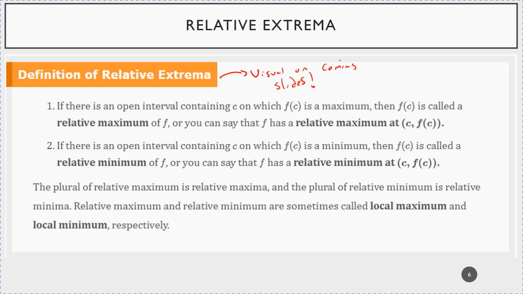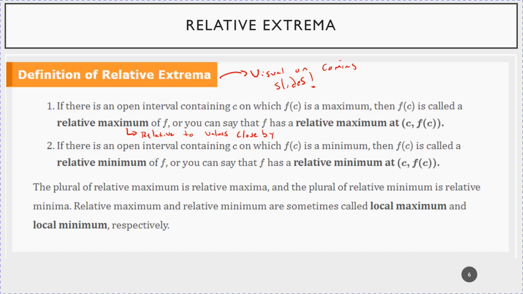So you're going to consider some function f of x, all right? And now if there's an open interval containing c, so you get to define the interval here, on which f of c is a maximum, then f of c is called a relative max of f, right? Or you can say that f has a relative maximum at c, f of c. So it's relative to the values around it, relative to values close by, and this will make more sense when I do the first visual.